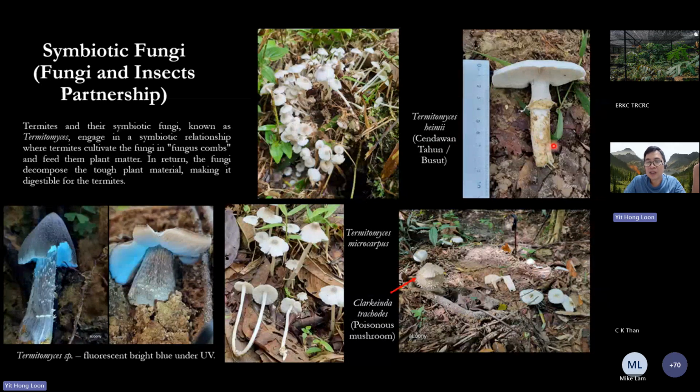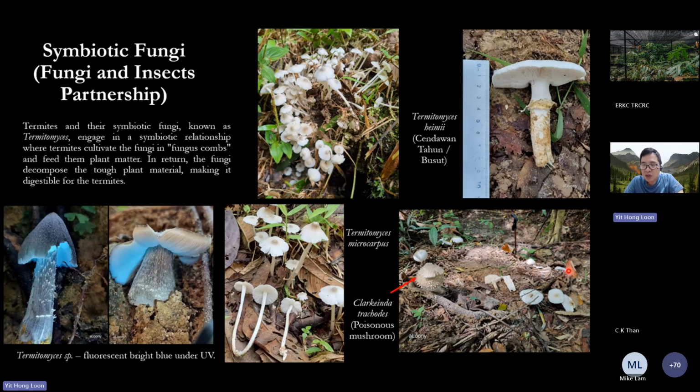This type of mushroom is quite commonly found in oil palm plantation or rubber trees plantation. So usually they grow on the termite nest. Okay, so it's a prized wild edible mushroom by orang asli or the kampong folks. Okay, I wanted to share this interesting photo.